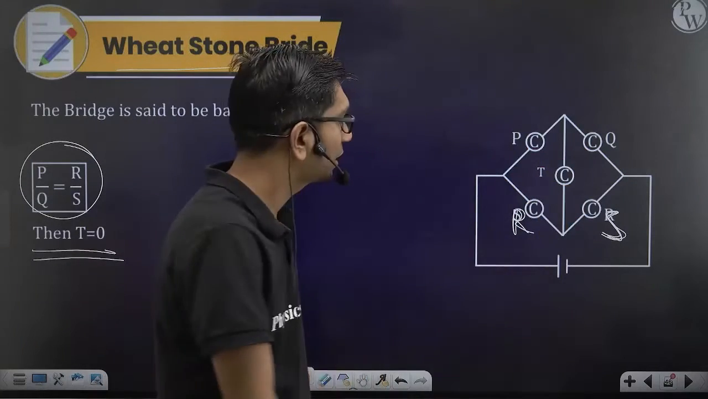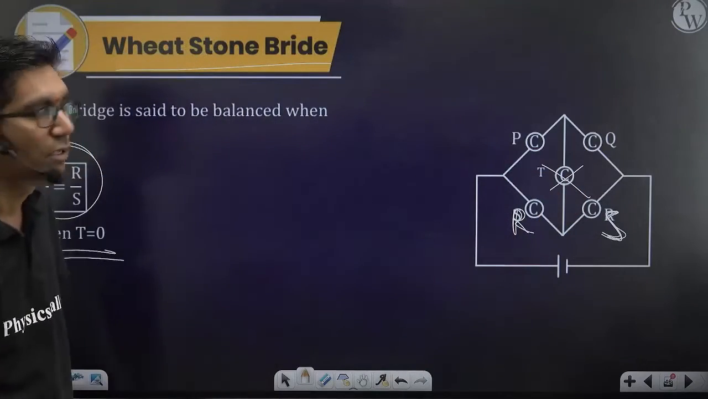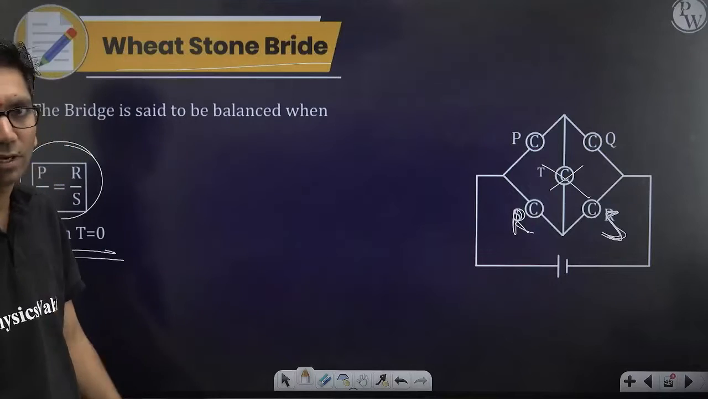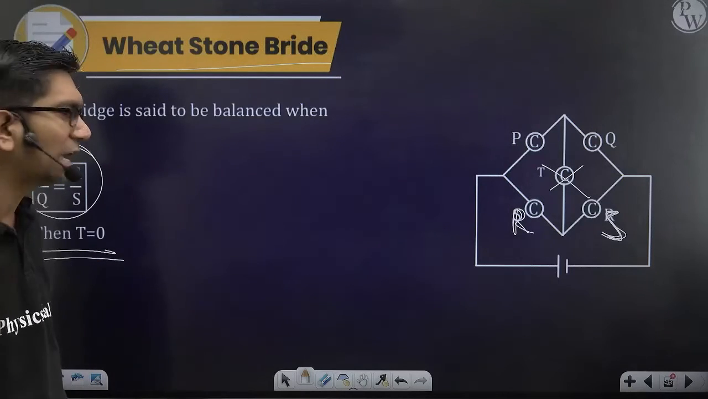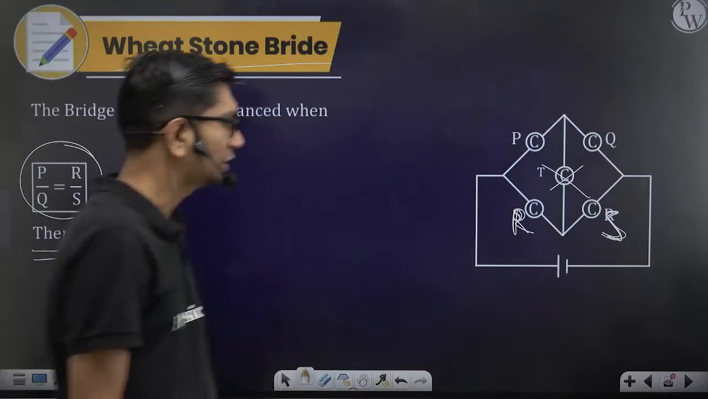At that time, we have to remove that capacitor, beta. No charge flows across that one. We have a proof also, but no need. Is it clear? Chalo, let us go next.